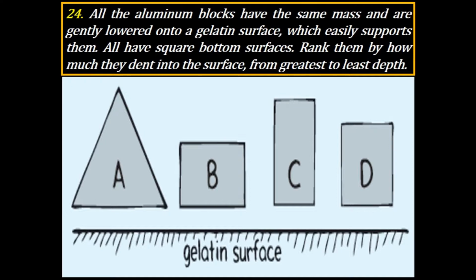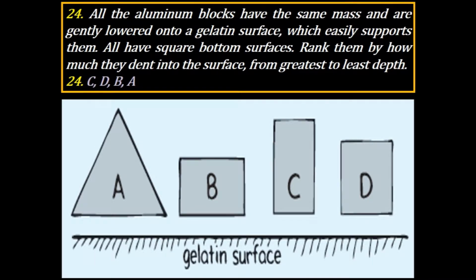Wouldn't C have the greater pressure? And then it looks like D, then B, and then A. C would be the skinniest, then D, then B next, and then A. So it would go C, D, B, A, because they all have the same force. They're all the same weight, and it's the surface area. The smaller the area, the larger the pressure. So area and pressure are inversely proportional to one another.